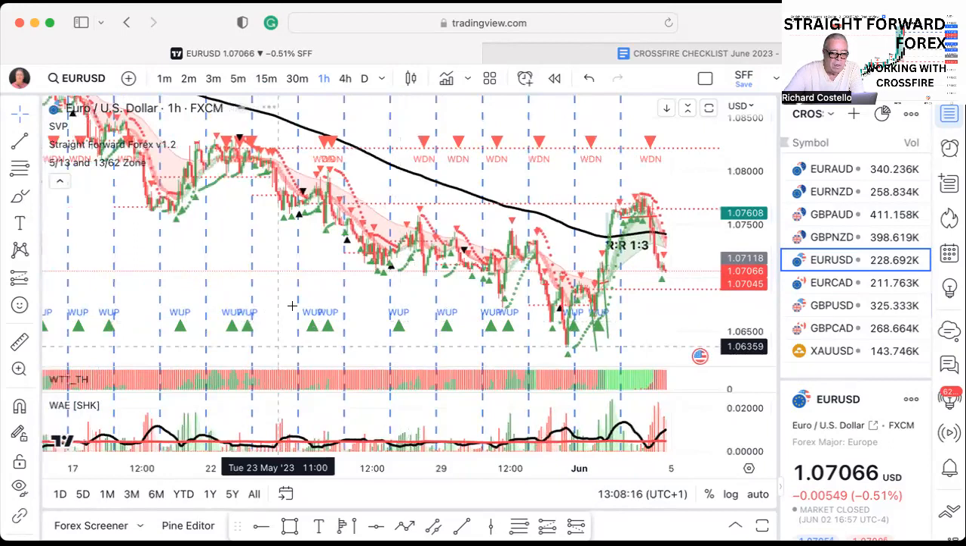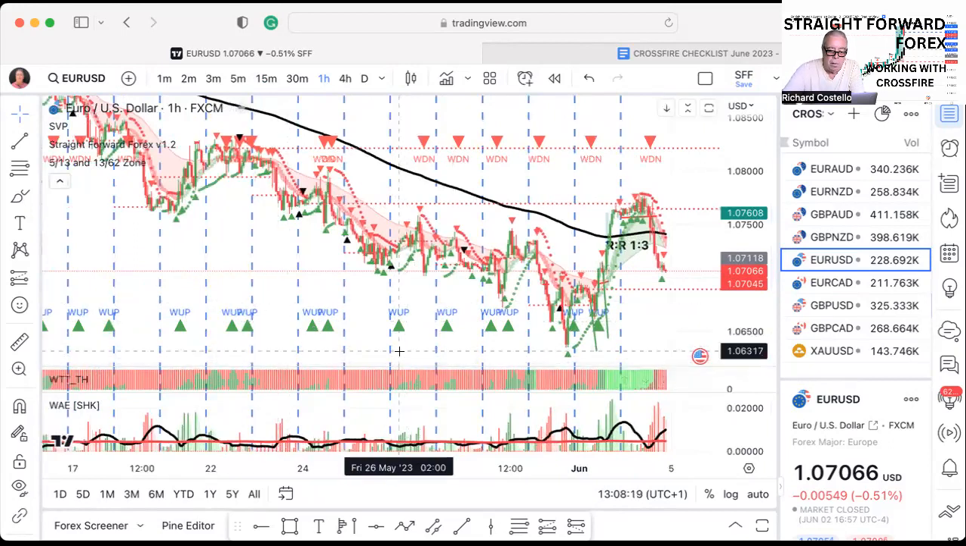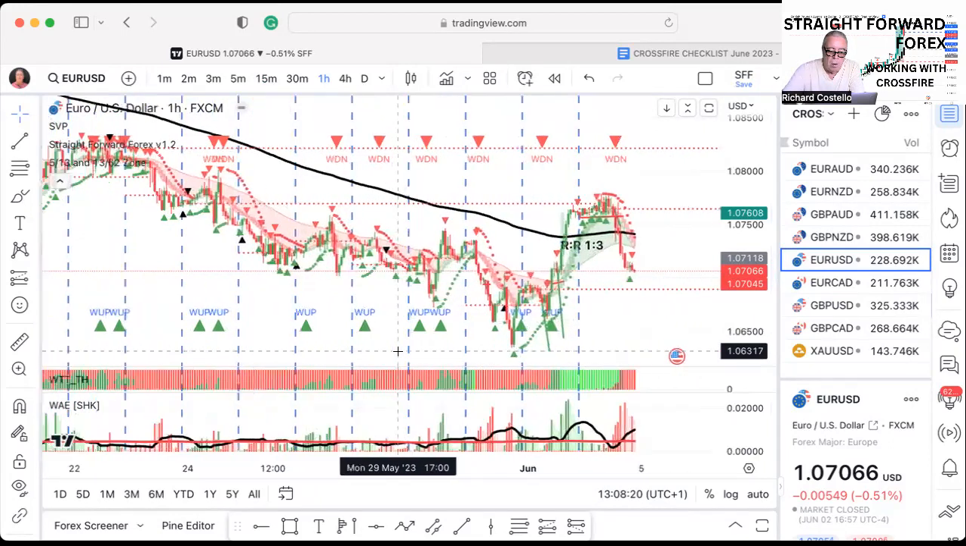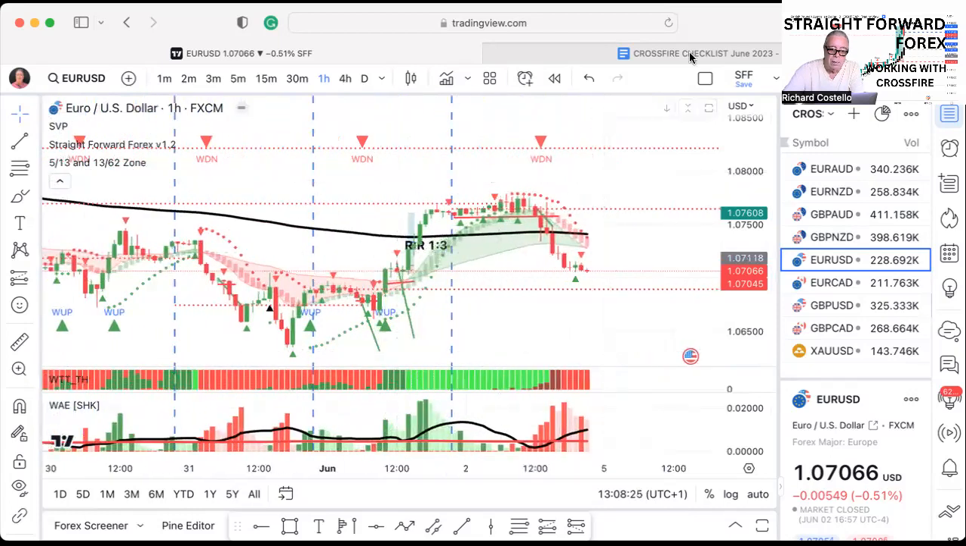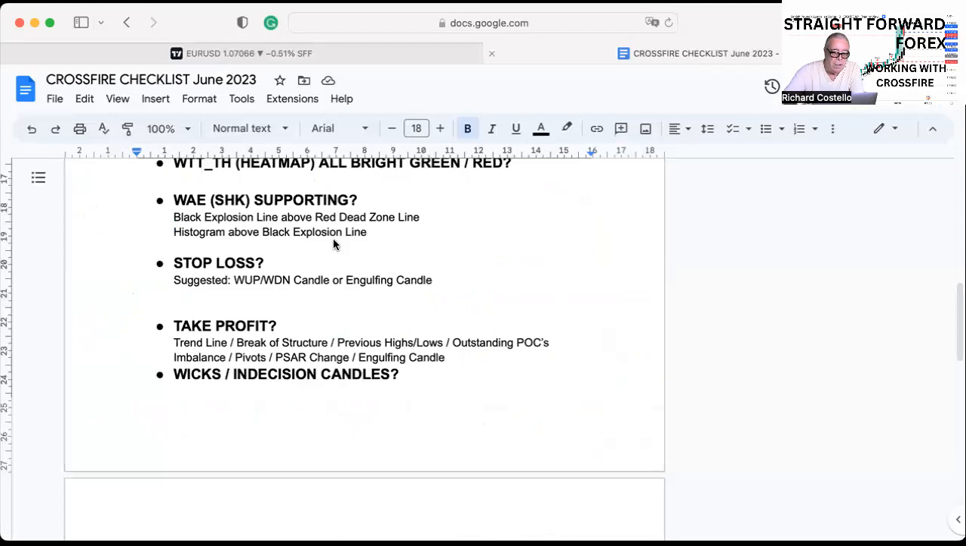There's nothing else on that screen that would comprise a take profit. I'm just going to check to see if I've covered everything. So I've covered trend lines. Any trend lines on the chart are potential take profits. And a break of structure I've covered. Previous highs and lows I've covered. Outstanding points of control I've covered. Imbalance, yes. PSAR change, and then go from there.